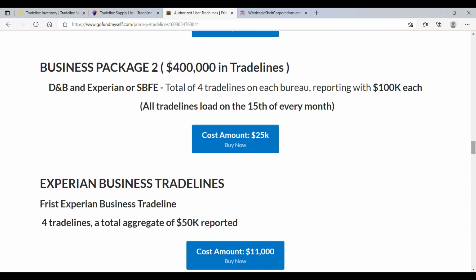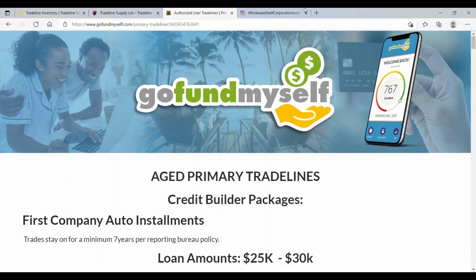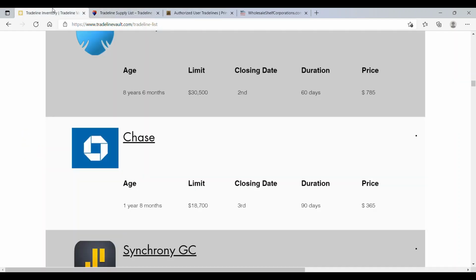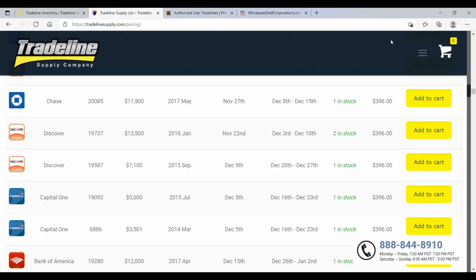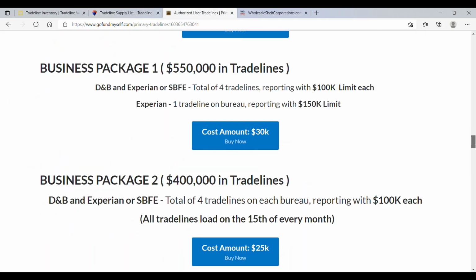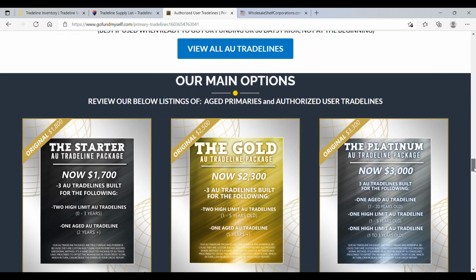So just imagine you get these backdated primaries reported on your credit profile, plus adding the primary account with the authorized user account on Trade Line Supply or Trade Vault. Man, your credit profile would be top notch. And this is the information that people are holding back and really not telling you all.